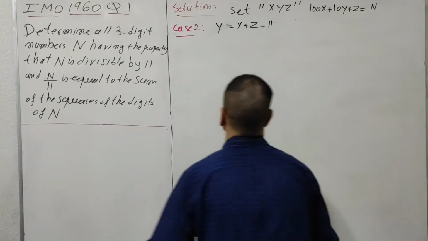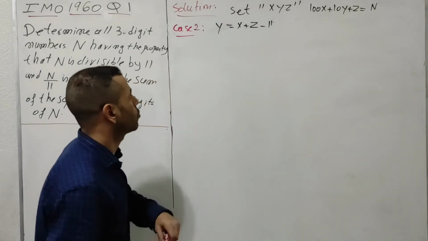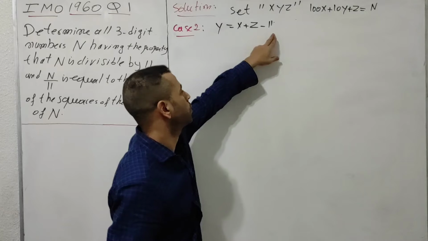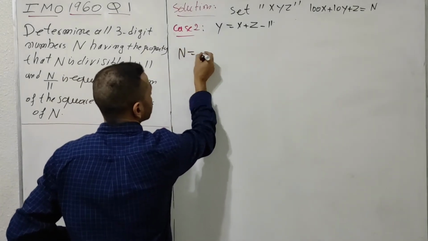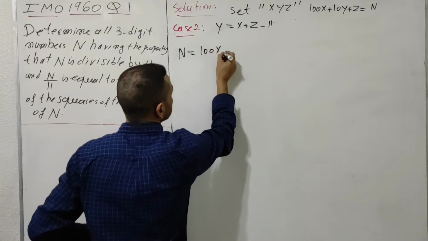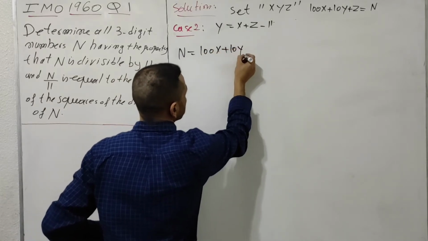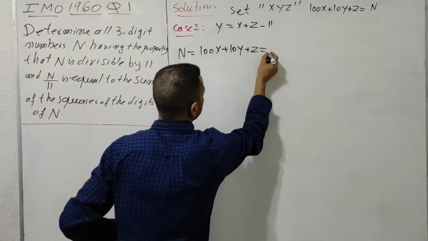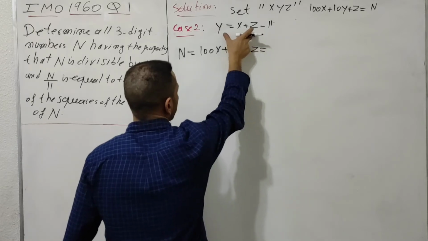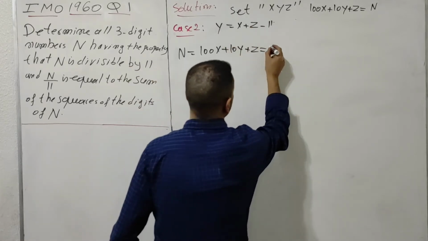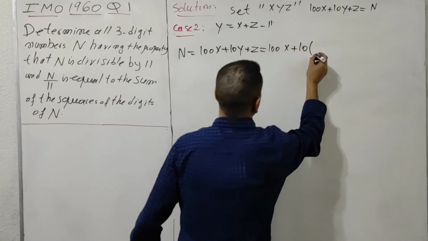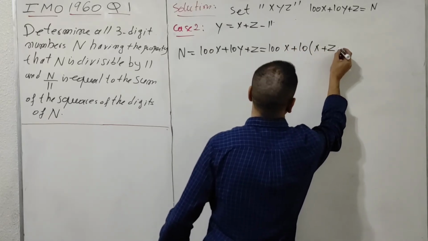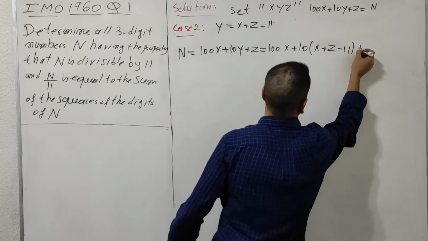Okay, now let's take the second case when we have y equal to x plus z minus 11. Okay, I have n equal to 100x plus 10y plus z. I'm going to replace y with its value. I will get 100x plus 10 multiplied by x plus z minus 11 plus z.